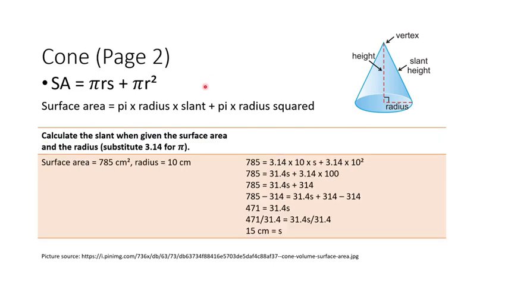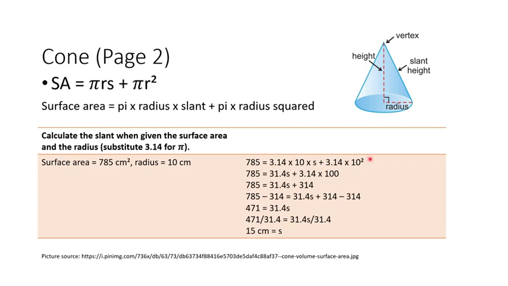In this example, we're given the surface area as well as the radius. We need to solve for the slant of this cone. We're going to plug in the information that we have into the formula. 785 equals pi, which is 3.14, times the radius, which is 10, times s, plus 3.14 times 10 squared.